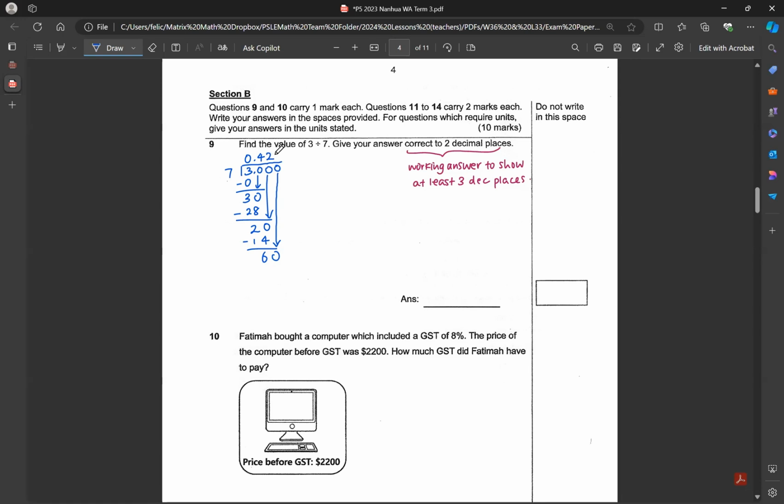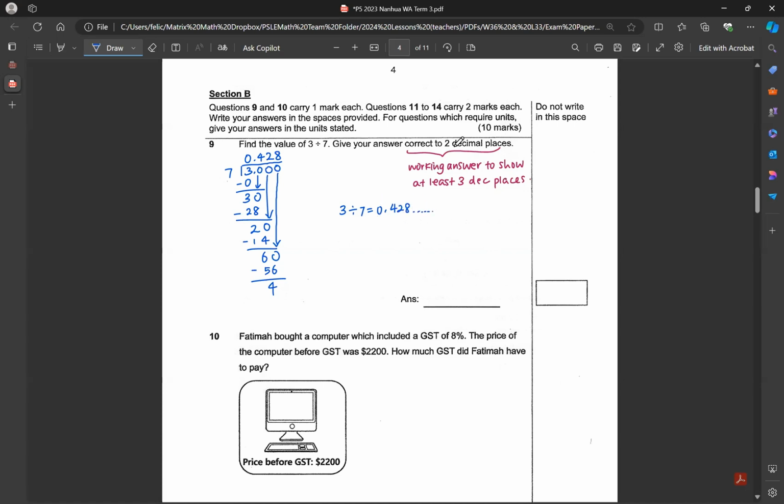60 divided by 7 is 8. Okay, so do we continue another 0? You can, but not necessary. Up to here, there's 3 decimal places already. 0.428. This is good enough. All right, so in other words, 3 divided by 7, you have 0.428. You can put dot, dot, dot to represent more numbers actually.